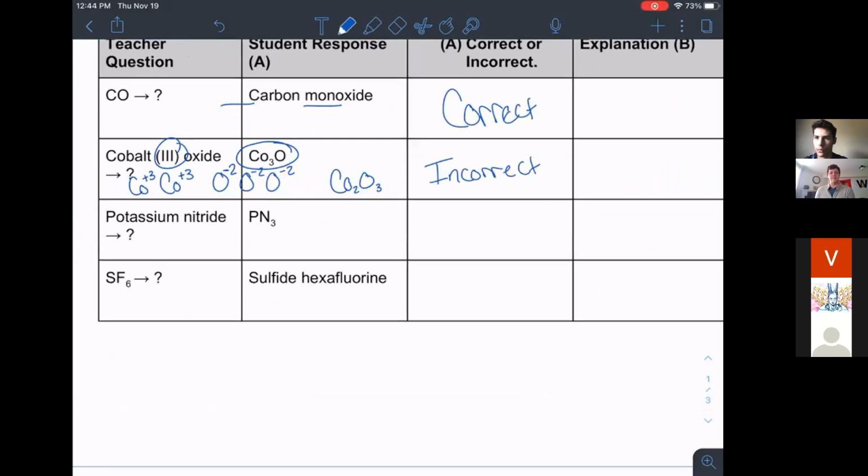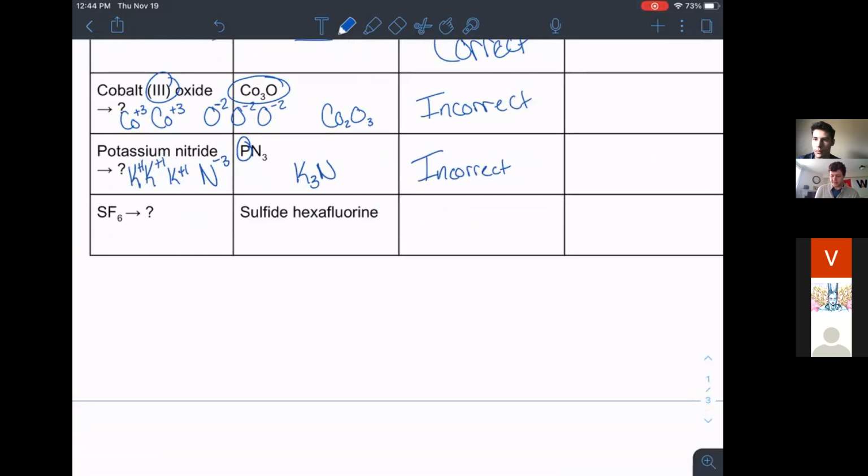The next one, potassium nitride, is also incorrect. The first issue is that P does not stand for potassium. What letter was potassium? What's our element symbol? K. Okay. And potassium has that +1 charge because it's an alkali metal, and nitrogen has the -3 charge, which means we would need 3 potassiums to have our charges add up to 0. So it should be K3N, not PN3.